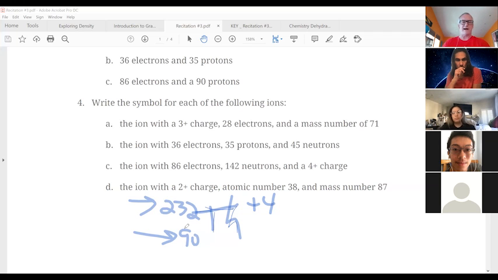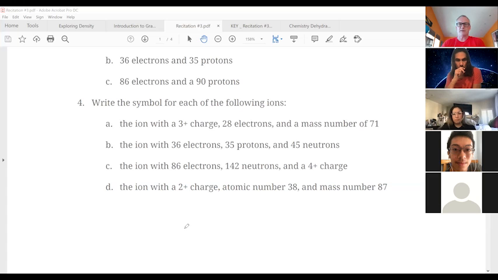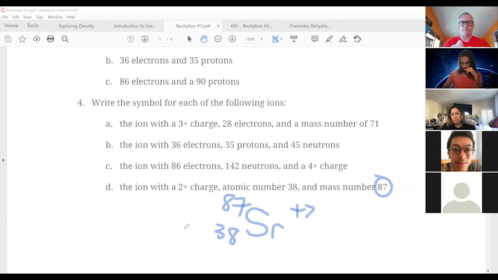All right. And then finally, we've got +2 charge, 38 atomic number, and mass number of 87. So who's that? Strontium. Good old strontium. What's the atomic symbol for strontium? Sr. So where do we put the atomic number? On the bottom left, 38. Our mass number is 87, we put it up here, and our charge there.